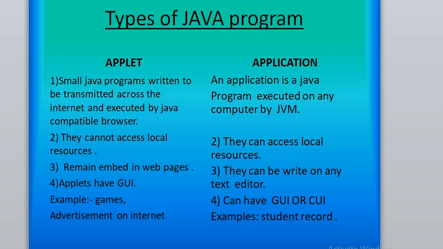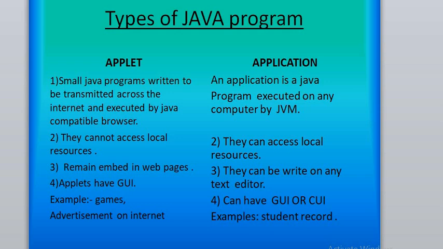Applets have a graphical user interface. It means the output of applets is produced on the graphical user interface. What is an example of applets? All the games which you play on the internet or all the advertisements that come and display on the internet are examples of applet programs. In contrast to these, we have an application.